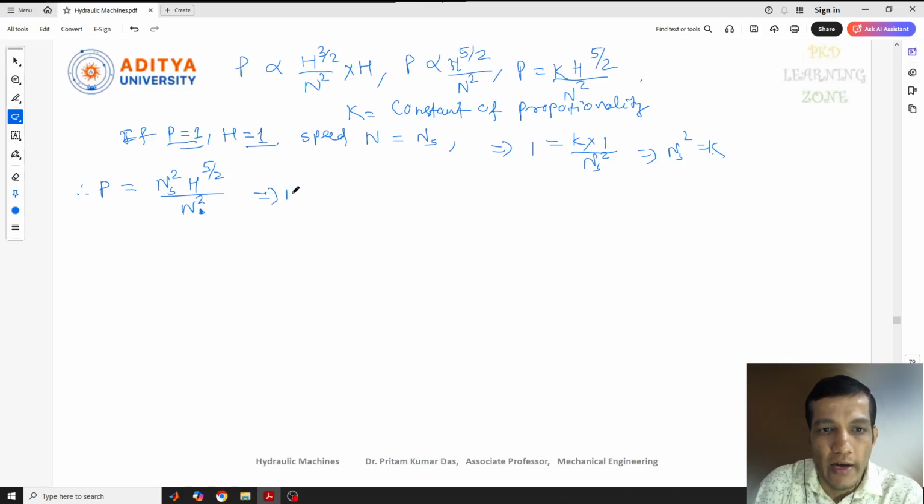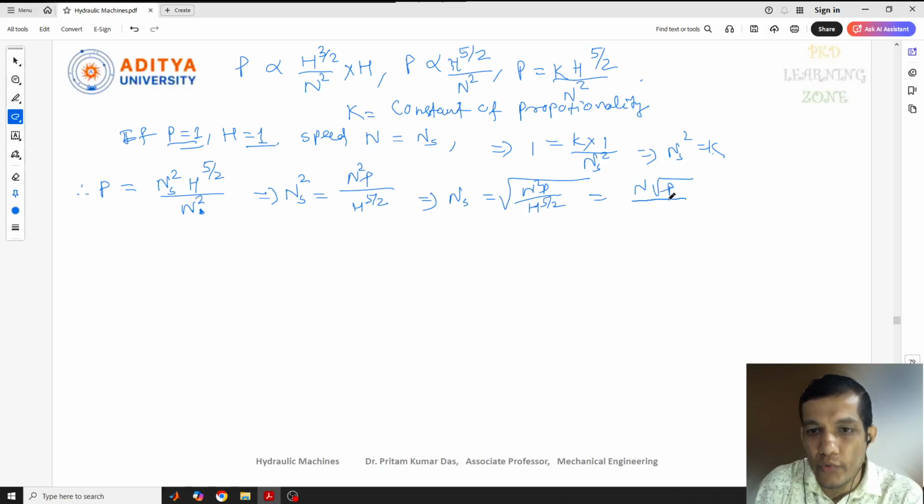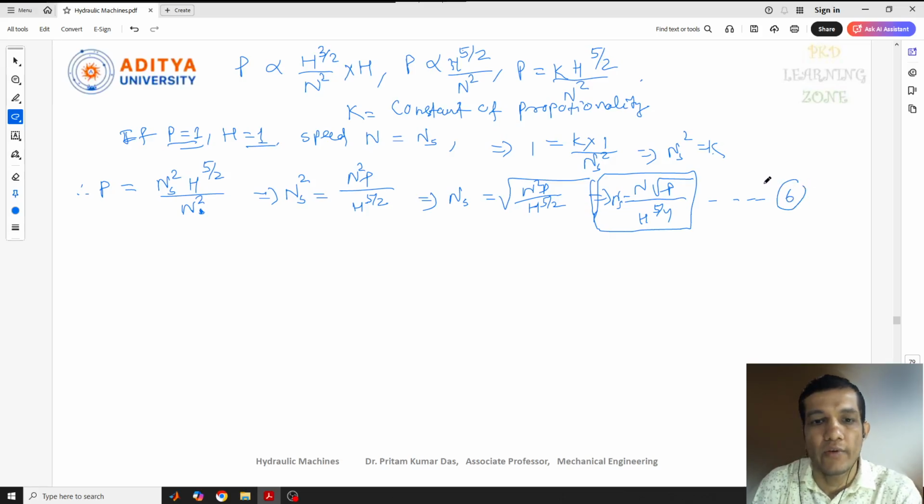And also I need to find out the specific speed, so I'll keep the ns square here, and this can be written as n square P divided by H to the power 5 by 2. Or if I want to write only ns, that can be written as n square root of P divided by H to the power 5 by 4. This is ns, our specific speed, and this can be given equation number 6. Up to 5 you have given equation, now you can give equation number 6. So this is the specific speed of a turbine we can calculate.